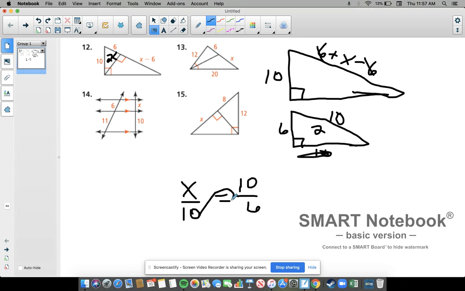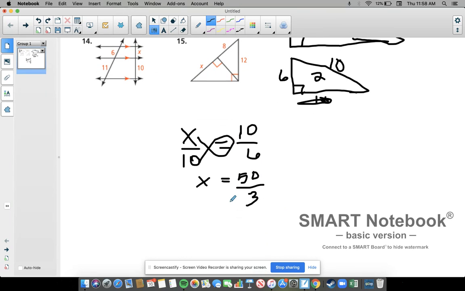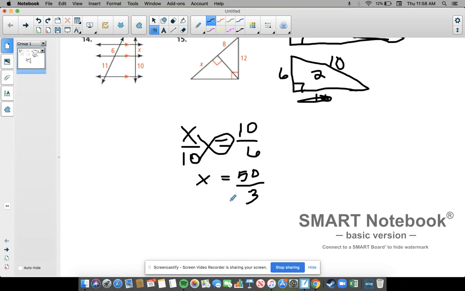So I end up here, fish method. Okay, so I end up with 10 times 10, which is 100 over 6. So what I really get is x equals 50 over 3. Okay, so not a pretty answer, but just had to set the proportions up and go. You might have gotten a decimal out of this. I believe on my answer key, I put it as a fraction. I think the book has it as a fraction.